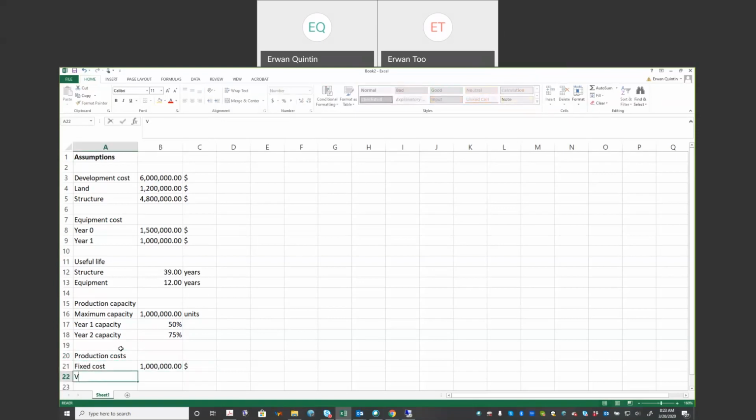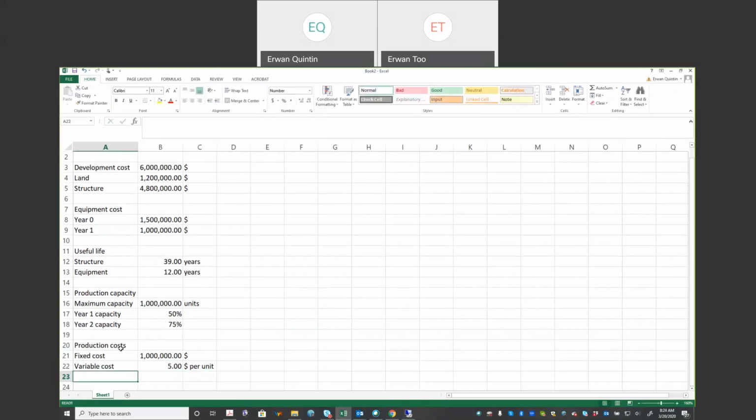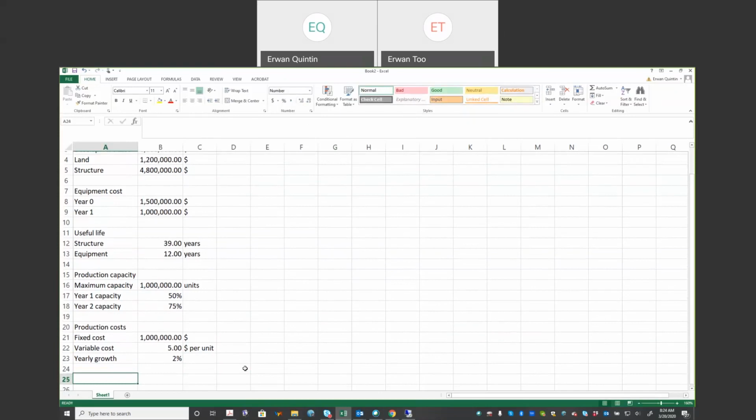That's the fixed cost. There is also a variable cost. So this is the additional cost you're going to incur every time you choose to produce one more unit, and that is by assumption $5 per unit. That's my variable cost, and both are going to grow in time. There's going to be inflation throughout this case, and the relevant inflation rate for my production costs is going to be 2%, another number that I have to format as a percent. This is yearly growth.